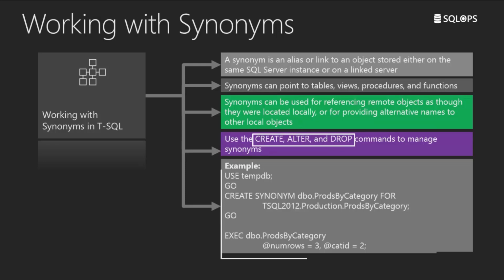Let's take a look at this example. In this example, a synonym with the name dbo.prods_by_category is created in the tempdb table for the production.prods_by_category object in the TSQL 2012 database. And to create a synonym, you need to have create synonym permissions as well as permissions to alter the schema in which the synonym will be stored. Let's execute this command and see what the results will look like.